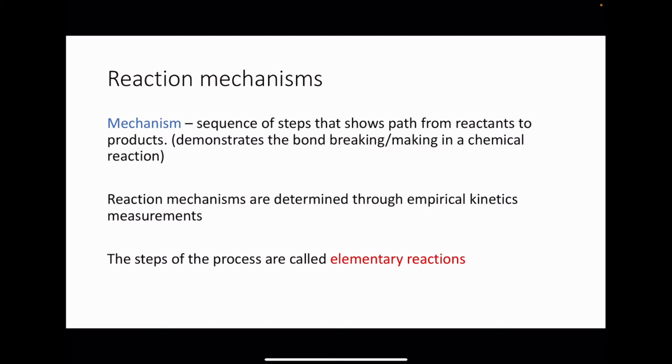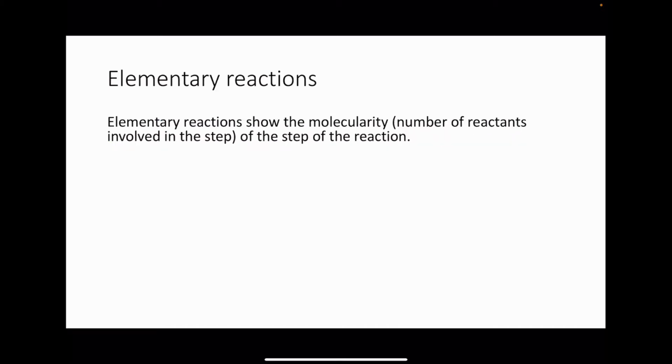And the steps in the process are typically called elementary reactions. And so an example, if we had a singlet oxygen, another oxygen forming our O2, that would be an example of an elementary reaction. Okay. So elementary reactions are reactions where the stoichiometry of the reaction represents the rate law, okay, or the molecularity, okay.